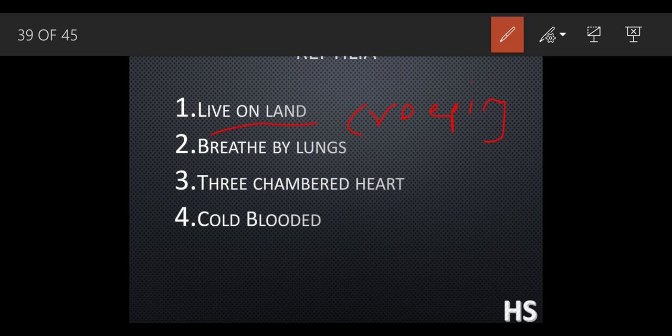They live completely on land. See, Pisces used to live in the water because they are fish. Amphibia was partly on land and partly in water, but the Reptilia live completely on land only. They breathe from the lungs only, from the very start of their life. Again they have a 3-chamber heart like the Amphibia, and again they are cold-blooded animals. So what is the difference between an Amphibia and a Reptilia? This part and this part. These are the two differences, and the two similarities are the 3-chambered heart and cold-blooded animals.